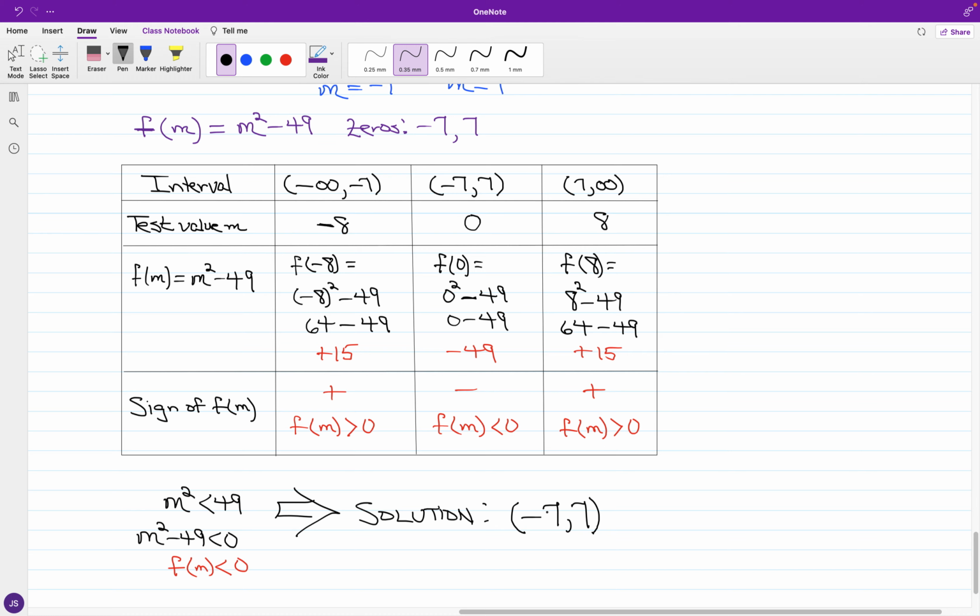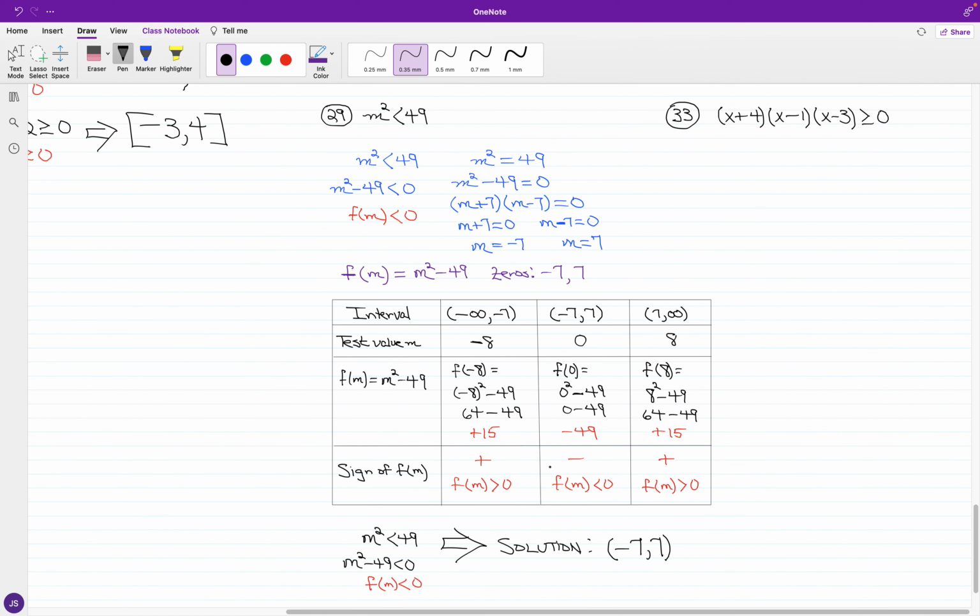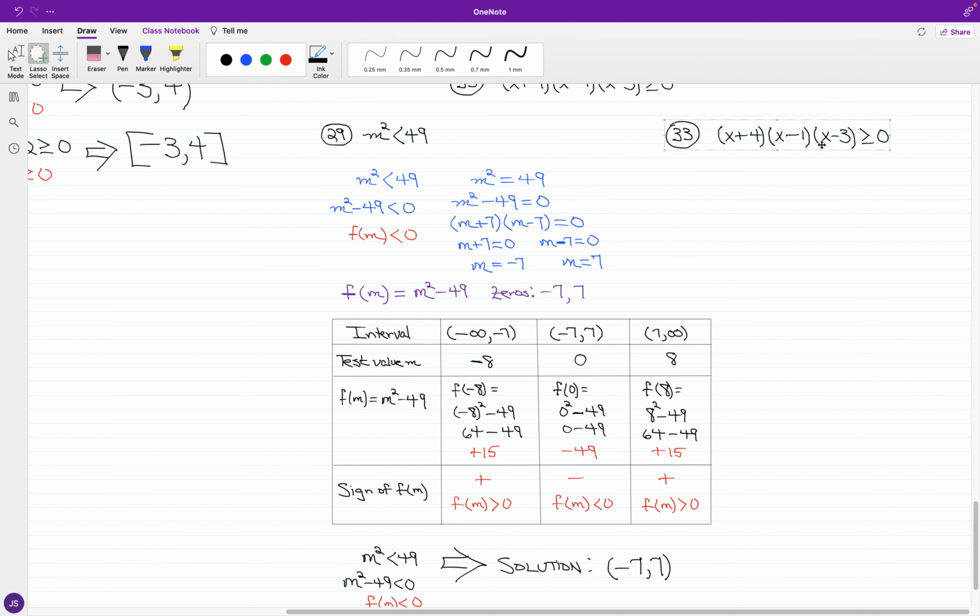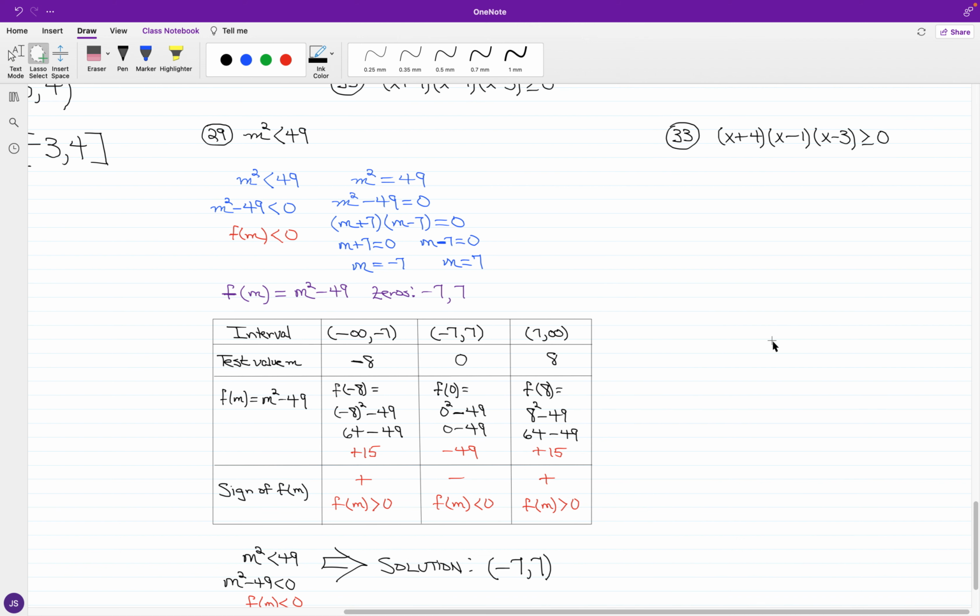All right. Now, for the case of problem 33, we have the layout where we have the function in factored form, and the inequality is already in terms of comparison to 0. So in this case, you have this statement along the lines of f of x is greater than or equal to 0.